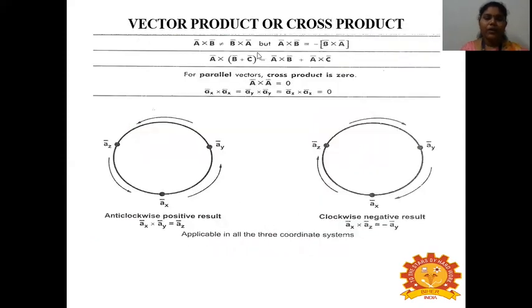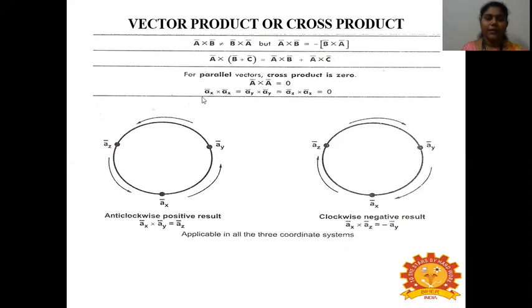Next, these are the properties of the vector product, or cross product. A vector cross B vector will not be equal to B vector cross A vector, but it will be equal to minus of B vector cross A vector. Then A vector cross the sum of B vector plus C vector will be equal to A cross B plus A cross C. For parallel vectors, the cross product will be equal to 0. That is, A cross A vector will be equal to 0.